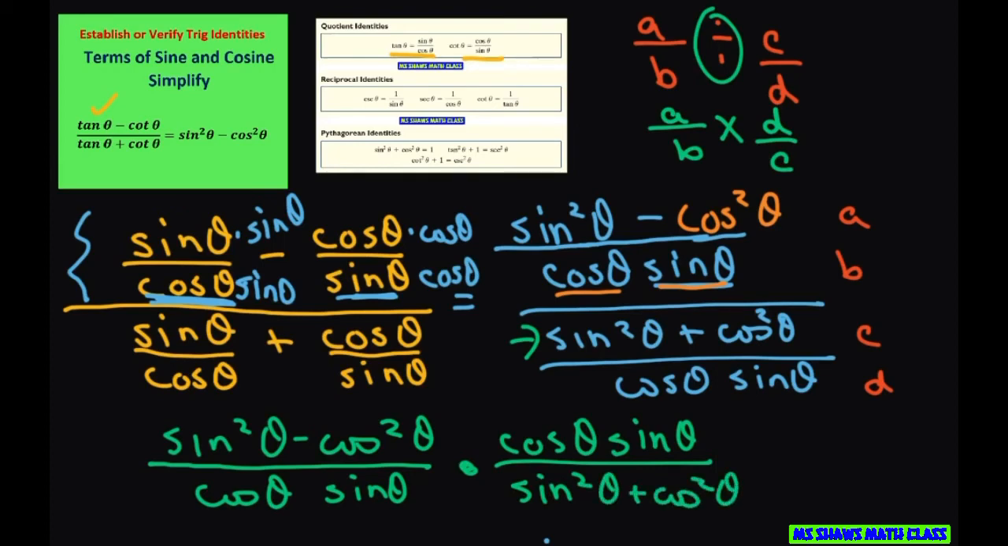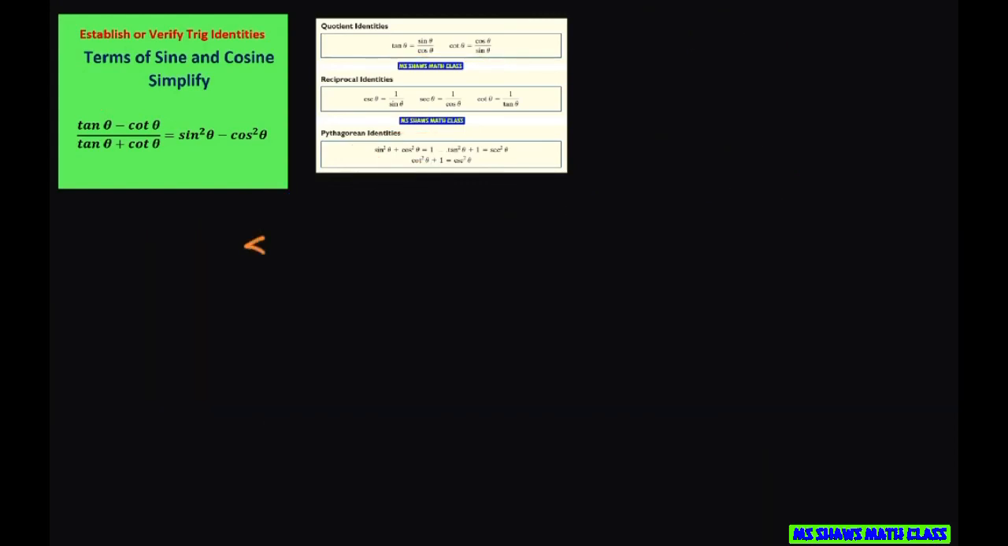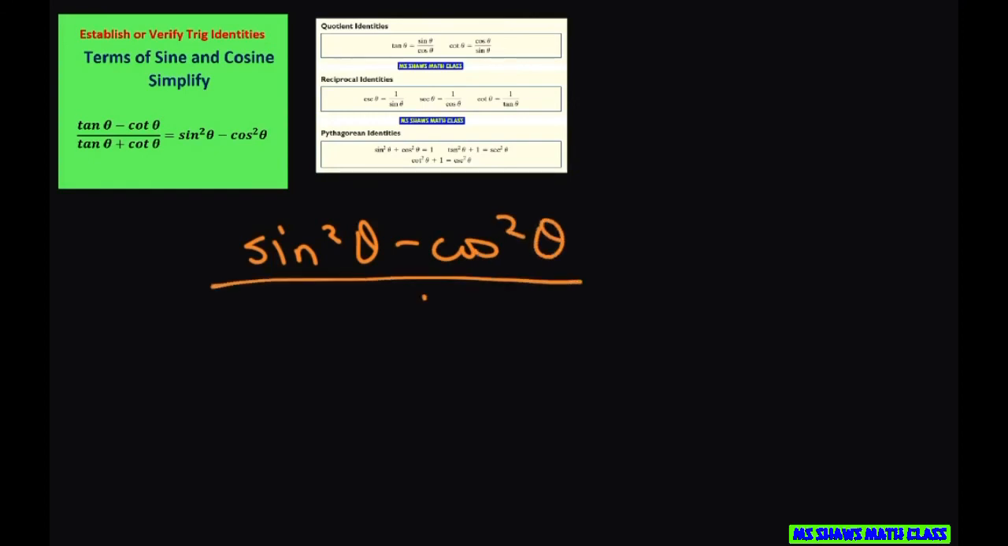Now what happens is these two cancel, and sine squared theta plus cosine squared theta is our Pythagorean identity, which equals 1. So this just equals 1. So we're left with sine squared theta minus cosine squared theta divided by 1, which equals this.